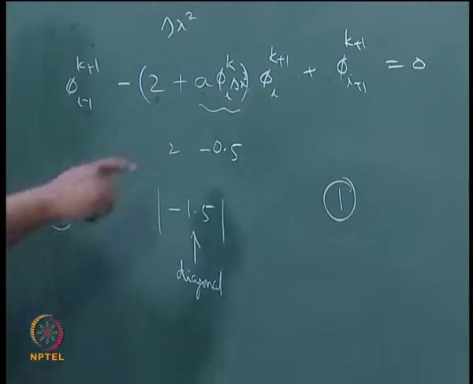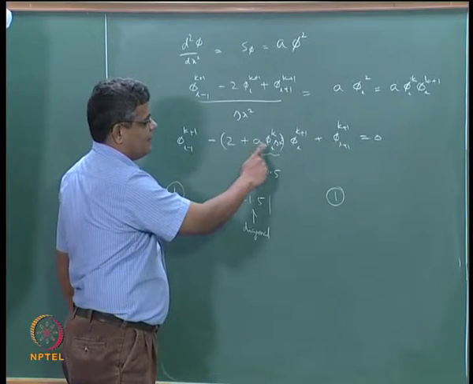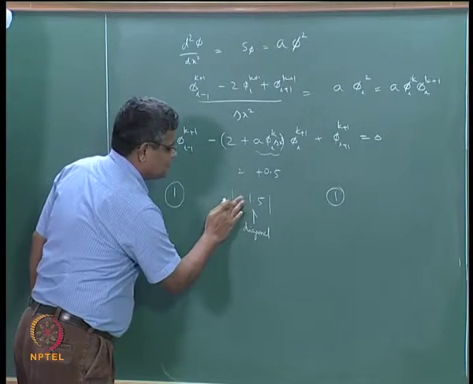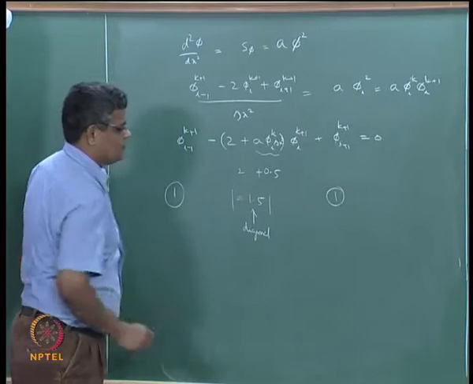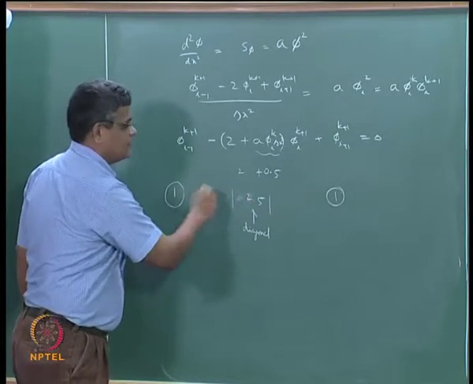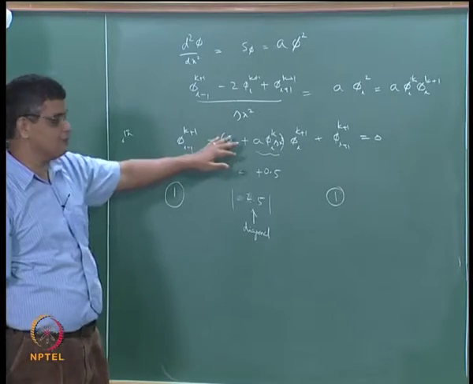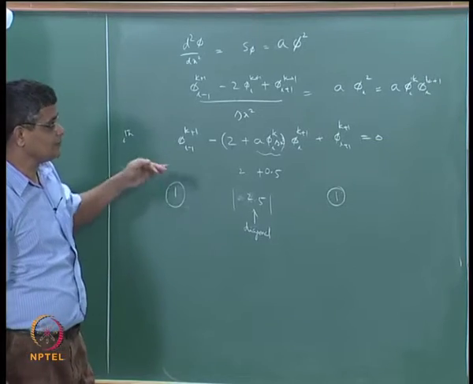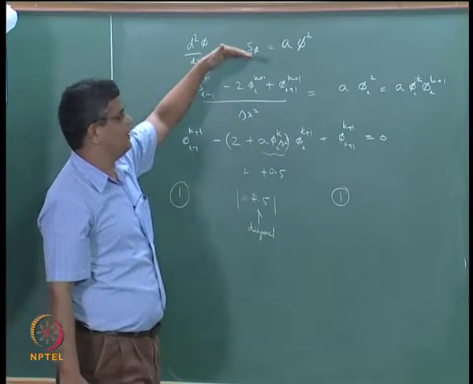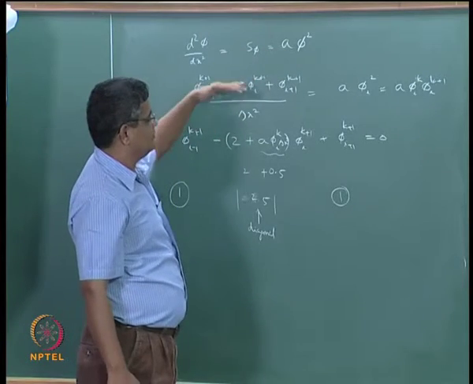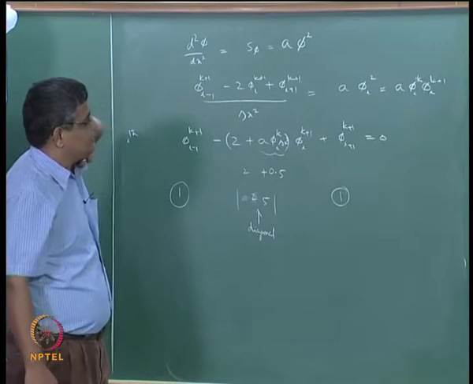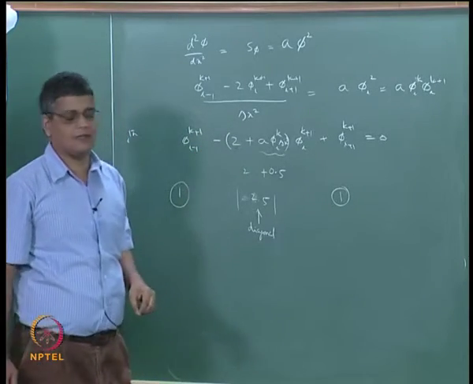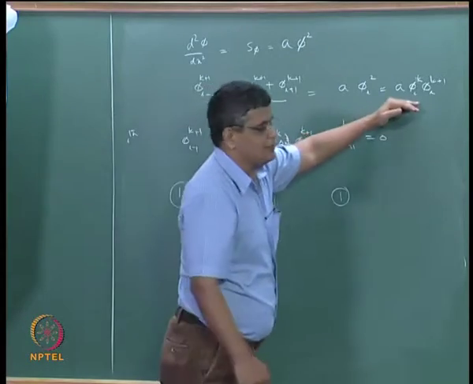from the source term. If the source term is such that this a phi delta x square is positive, if this is plus, then this becomes 2.5, and this is going to be greater than this. So even for interior points, this will be greater than the sum of the off diagonal elements. So in the case where you have a source term, we have to be careful that the diagonal dominance condition may be violated, depending on what is happening here.